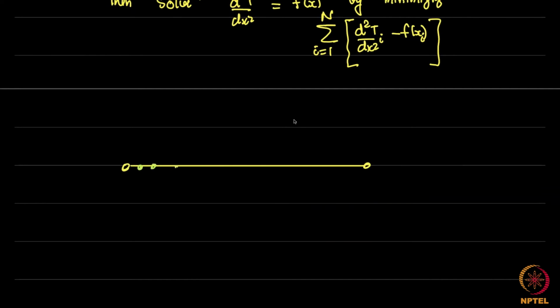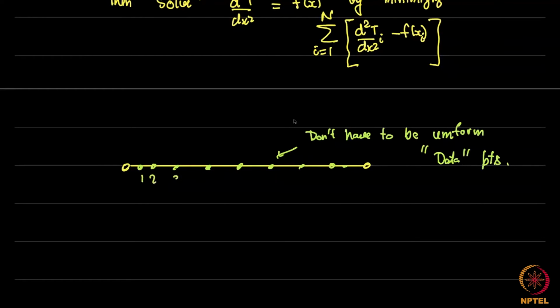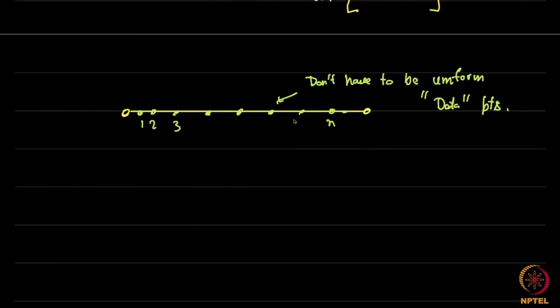Now, unlike CFD, these points have a different purpose. They don't have to be uniform. These are treated basically as data points. I'll show you the brilliance of this when it is applied to inverse problems later on, but these don't have to be uniform. You can basically treat these as data points. So let's say we have 1, 2, 3, n data points. Okay. Now, the general process is as follows.